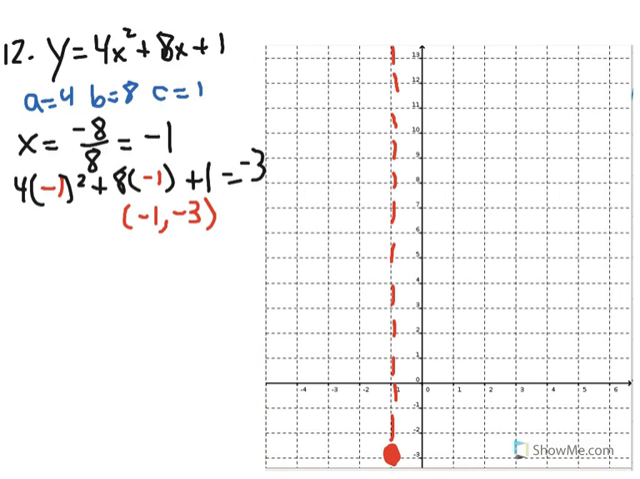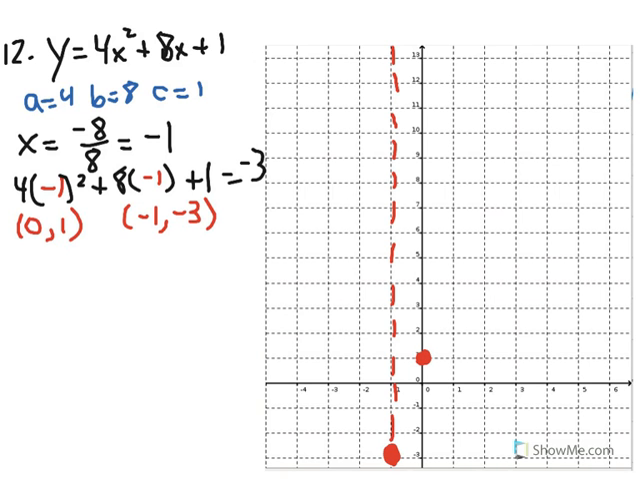This parabola opens upward, so we're in good shape here. It's going to fill in upward. I need to get the y-intercept. To do that, I just need 0 comma c. And since we already know c is 1, my y-intercept is 0 comma 1. I'm going to put that dot here on the coordinate plane.